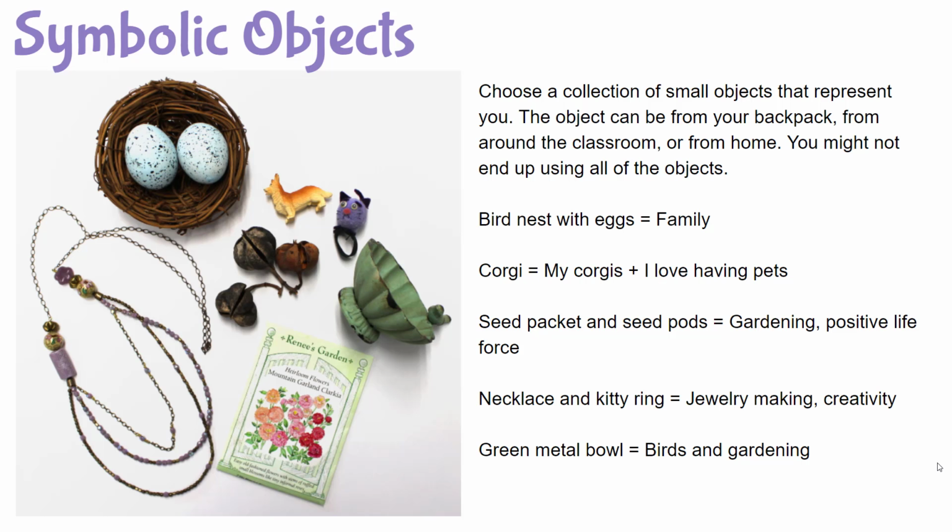Your symbolic objects. What I suggest that you do is just look around your house, look in your backpack, find some things that could represent things that you're interested in. So here is my collection of objects, and all these objects represent different things to me symbolically. So for example, the bird nest with the egg to me represents family.